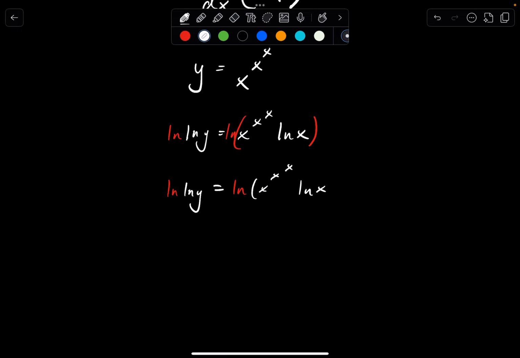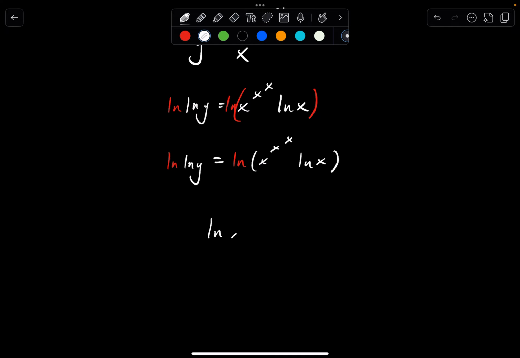But we have to remember our rules when it comes to ln. The natural log of xy, if these are all in parentheses, is equal to natural log of x plus natural log of y. And this is a log property, not just natural log. But yeah, if we have two things multiplying as the parameter of natural log, we can separate them as a sum of two natural logs, which is very handy. So in this case, we can say the natural log of ln y is equal to the natural log of x to the x plus natural log of ln x.